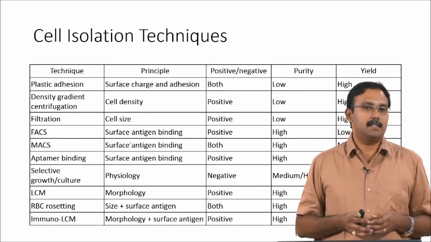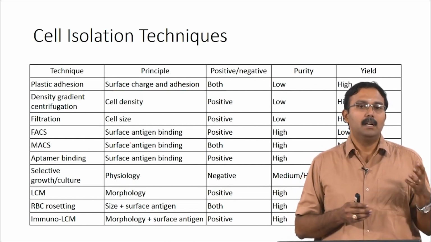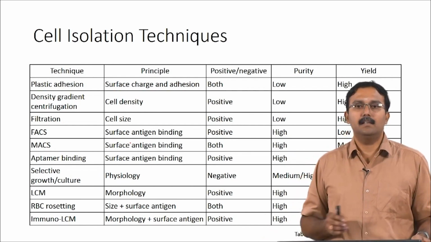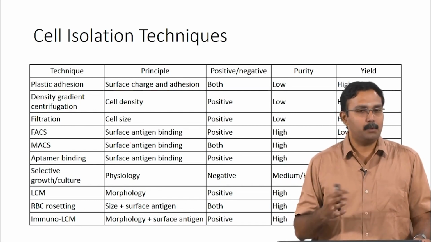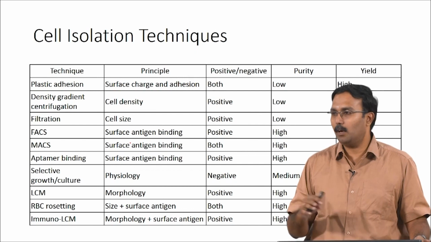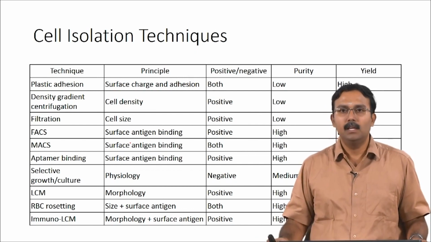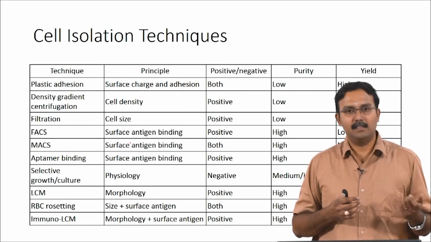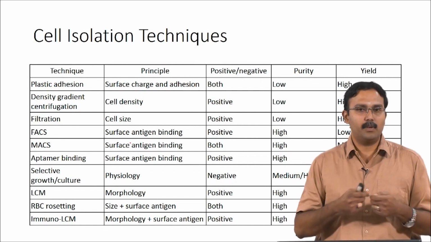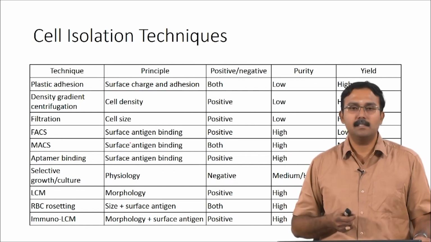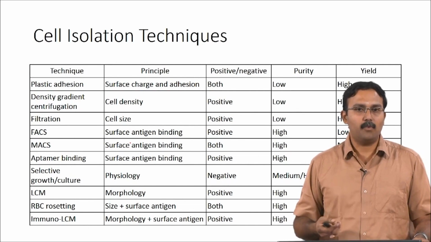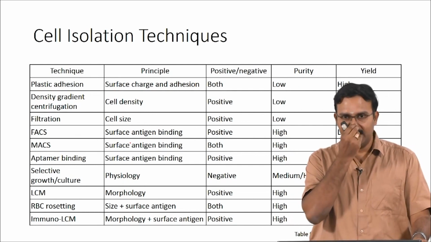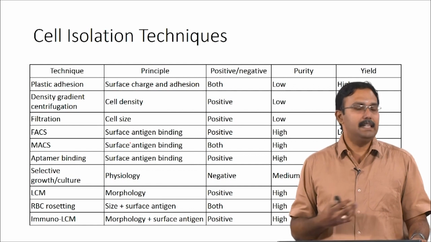So, there can also be selective growth media or culture where you use the physiology of the cells. Usually this is negative selection, and here the purity could be medium to high depending on what types of cells you are working with and what mechanism you are trying to use, and yield could again be low to medium. LCM is a laser based technique which is used for cutting of cells, identifying cells and isolating cells, and that is a morphology based technique. This again uses positive selection, and the purity is high and the yield is low.